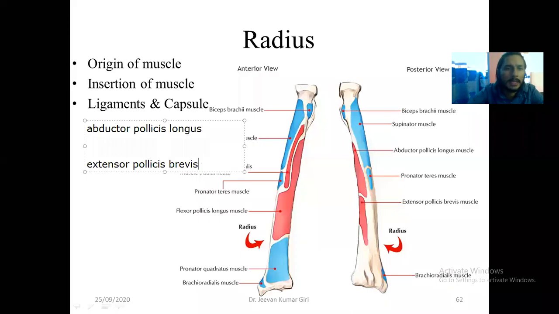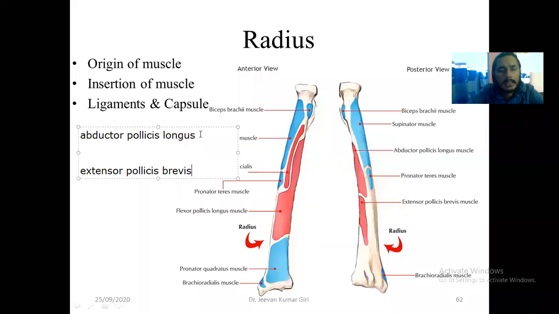Extensor pollicis brevis. Now see, both these muscles have their origin from the posterior surface of the radius. From the upper part of the posterior surface there is the origin of the abductor pollicis longus, and from the lower part there is the origin of the extensor pollicis brevis.